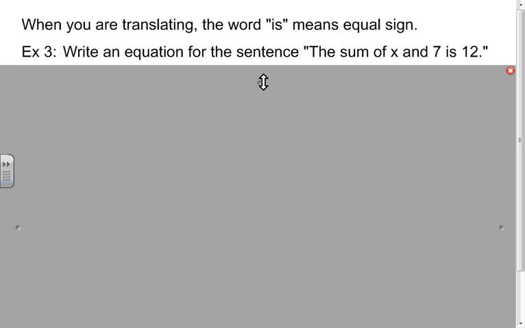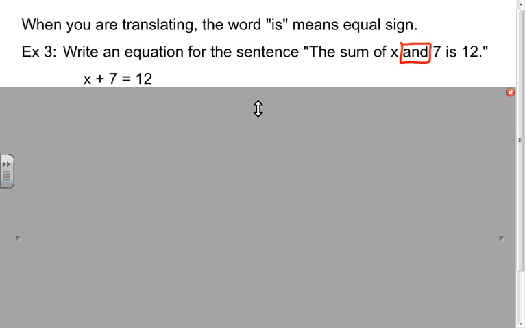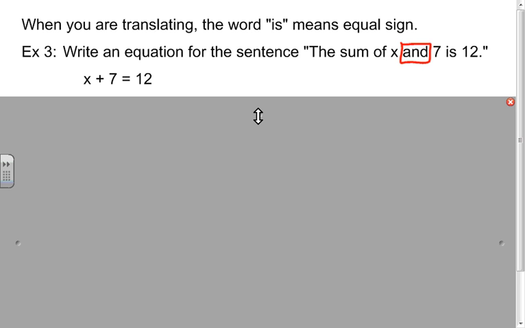Write an equation for this sentence. The sum of x and 7 is 12. Sum of means plus. The word of is matched up with sum, so you have to look for the word and. The word is in there. That means equal sign. So we end up with x plus 7 equals 12.